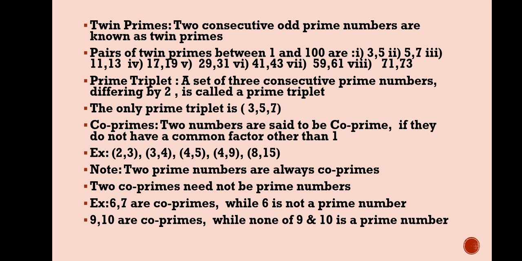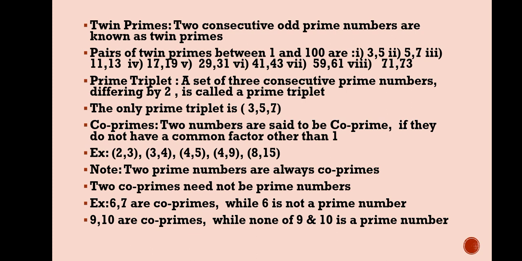And let us take the example of 3 and 4. What are the factors of 3? 1 and 3. What are the factors of 4? 1, 2, 4. And what is common here? It is only 1. Same way 4 and 5, 4, 9, 8, 15. These are some examples. You can find more examples. So these pair numbers are called co-primes because they have only one common factor, that is 1.